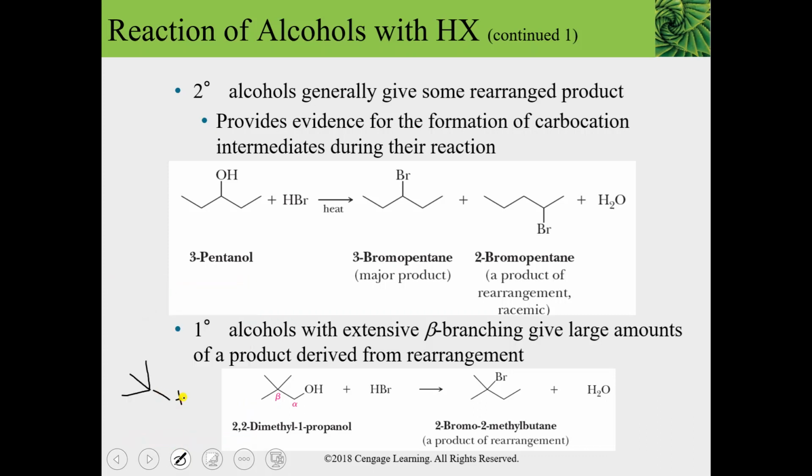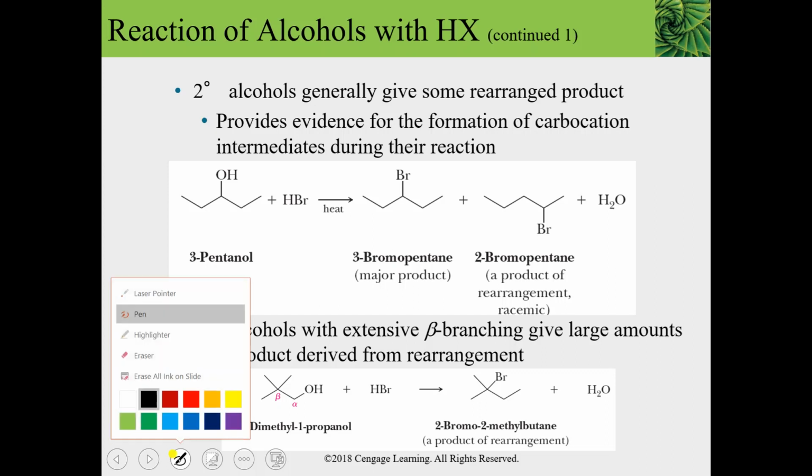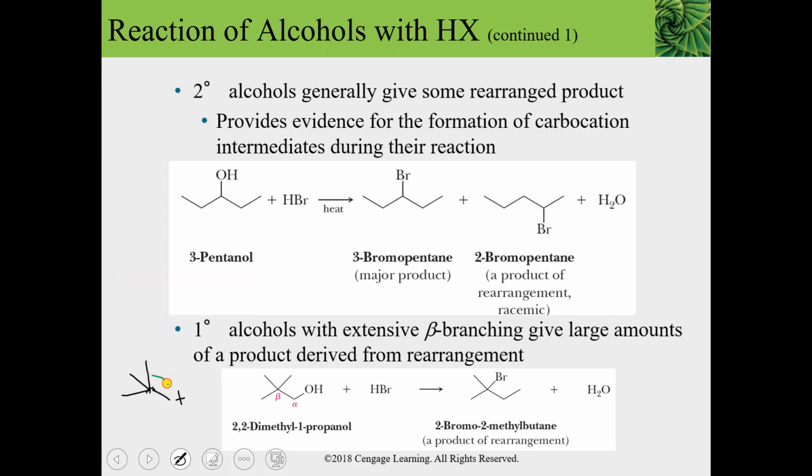Okay, we would have a carbocation intermediate there. Because this carbon is tertiary, there's going to be a methyl shift. So what are we going to get? We're going to get this and the carbocation intermediate there. That's why this bromine will attach here.